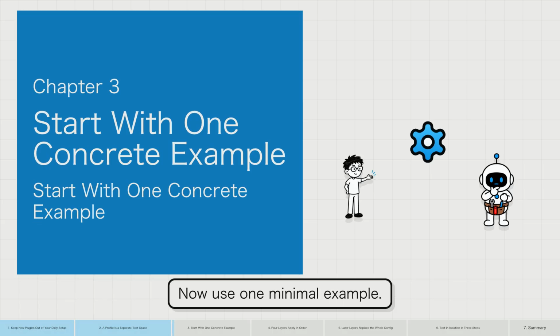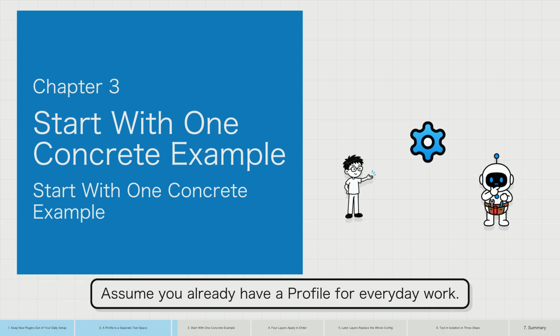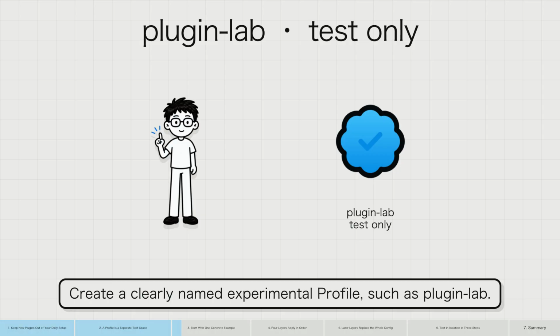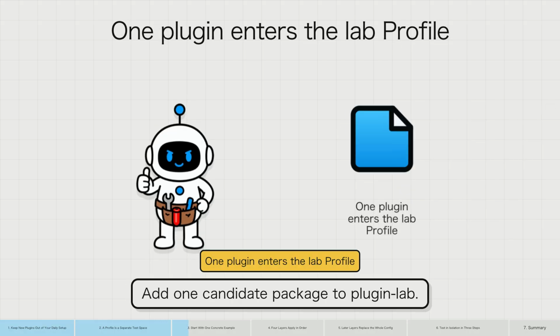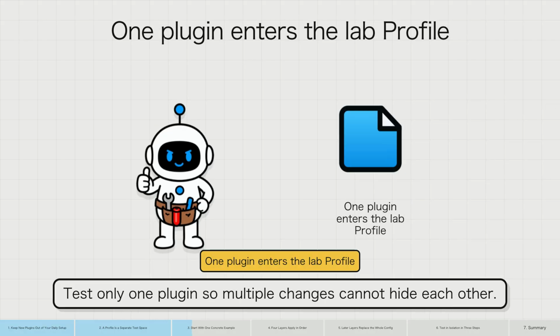Now use one minimal example. Assume you already have a profile for everyday work. Create a clearly named experimental profile, such as Plugin Lab. Its name should never look like production. Add one candidate package to Plugin Lab. Test only one plugin so multiple changes cannot hide each other.